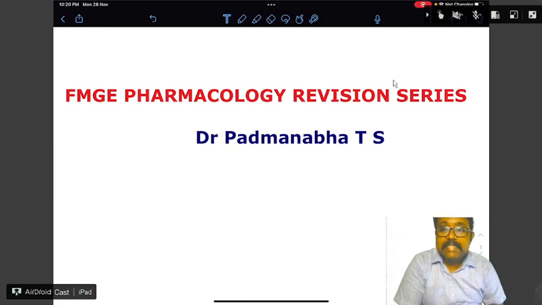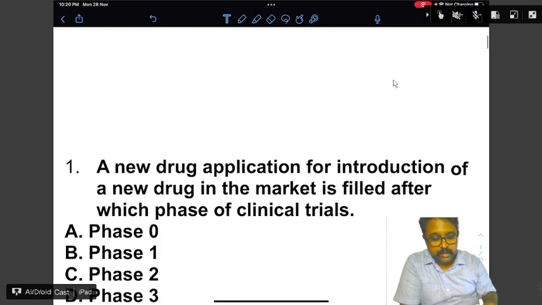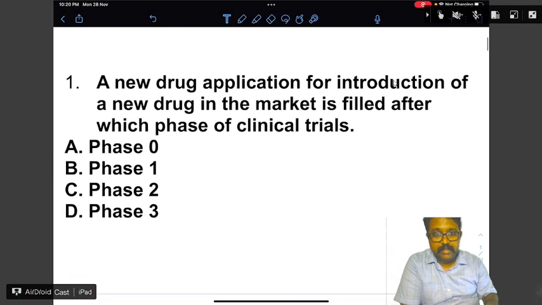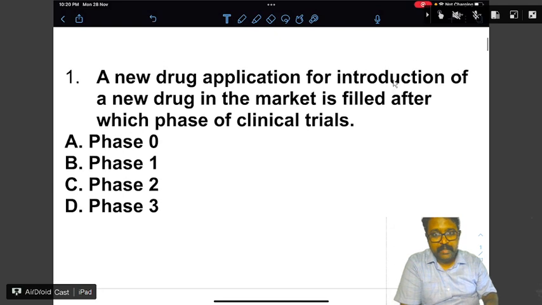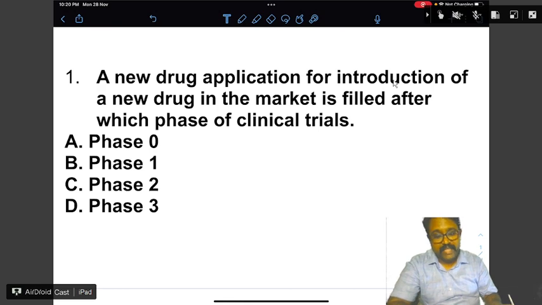Myself Dr. Padmanabha T S. I'm going to teach you about some of the very important topics that need to be revised for FMGE pharmacology MCQs. So let us take up the very important MCQs which have been asked multiple times in your exams, and this concept has to be understood for solving many other similar MCQs.